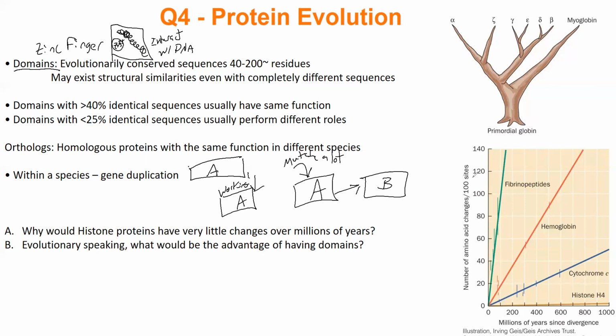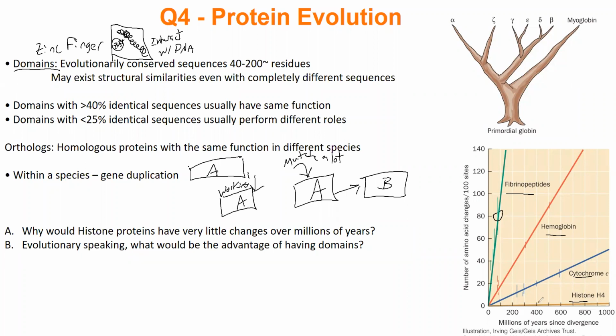Now, this chart over here, what I'm showing you is 4 different proteins. Each one of these is a different protein. And these lines are looking at common ancestors and how many years since you have diverged from that common ancestor. How many mutations per 100 sites can you expect? So we have some proteins that have wild variation. This says even after 100 million years, like 80% of the proteins have changed.